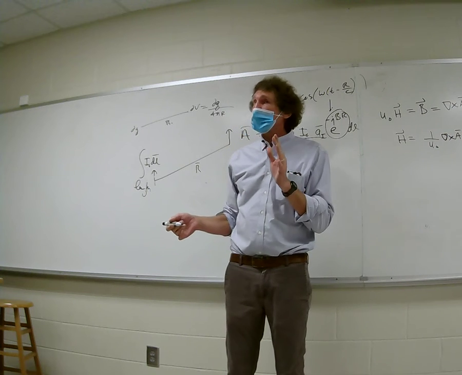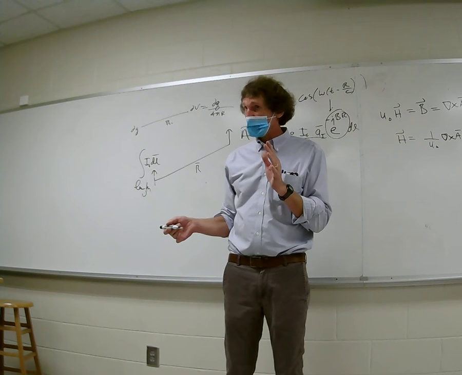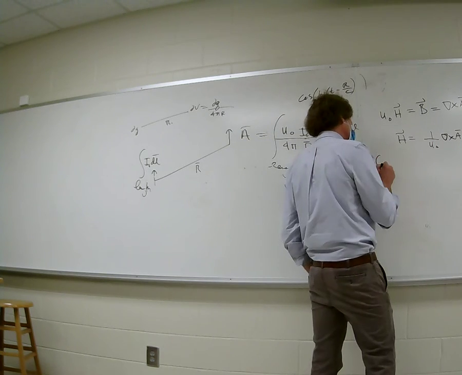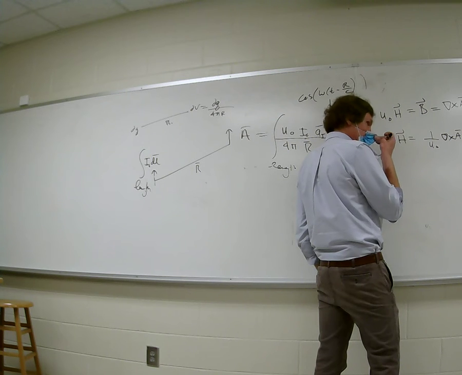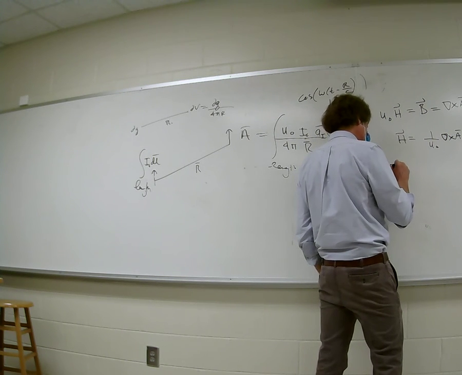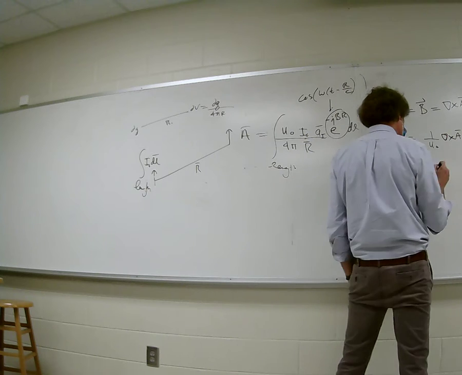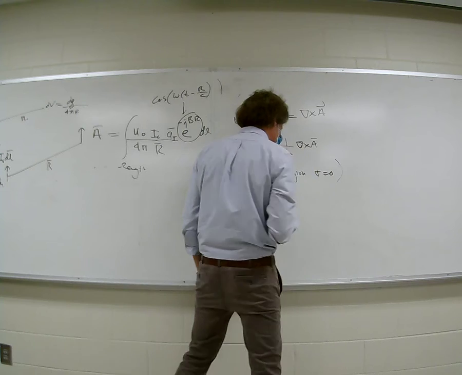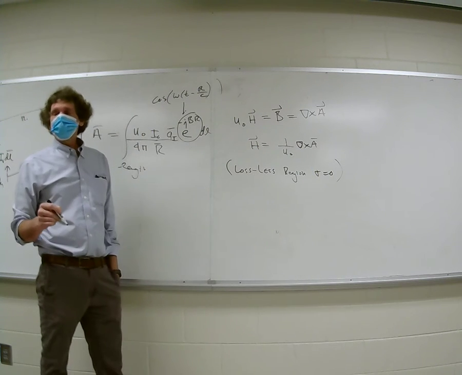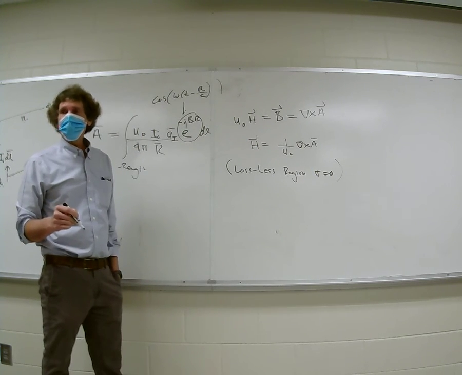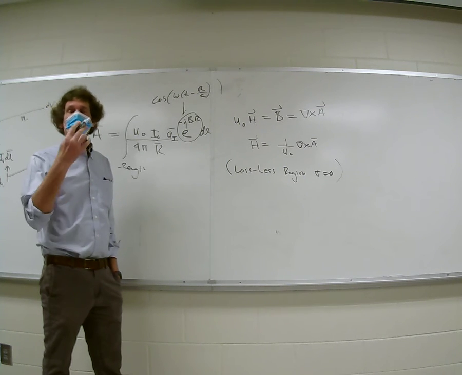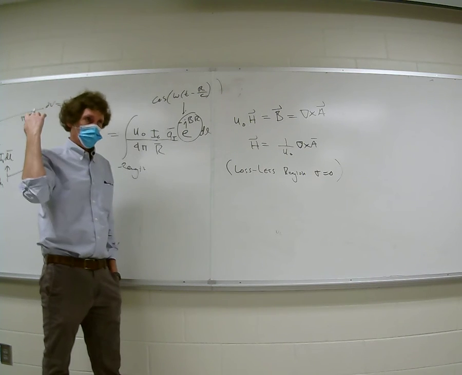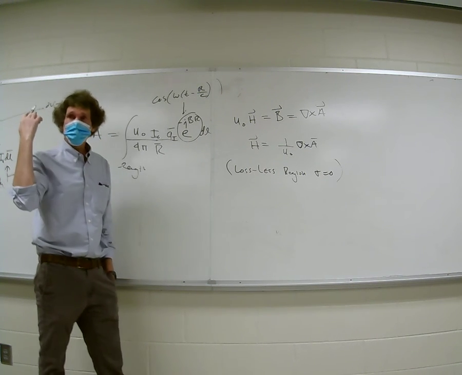Now, if we have H, we can get E. You with me on this? And somebody is going to say, well, how do you get E? First, we're going to assume we're in a lossless region, or that sigma is 0. If we don't do that, we get into some messy equations. And by the way, with antennas, in general, you're propagating electromagnetic energy in a very low loss environment, like free space or air. There's some, but not much attenuation.